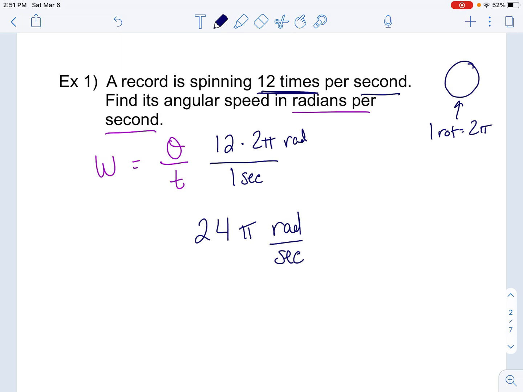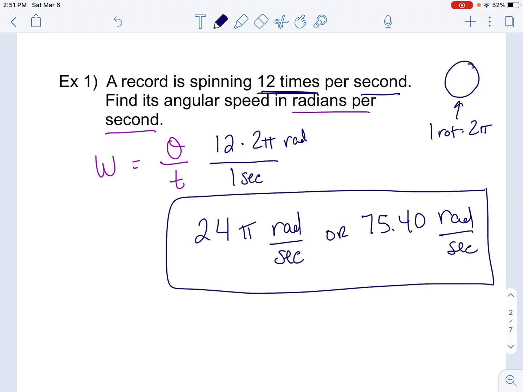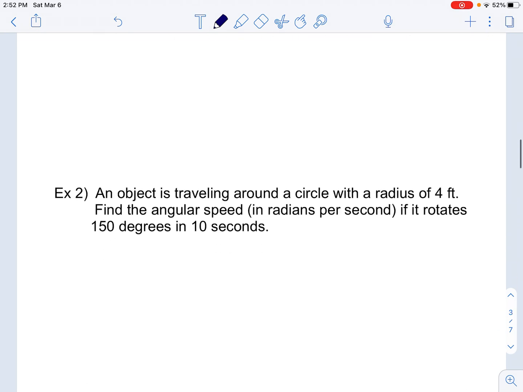Now if I wanted to find a decimal approximation, I would just take 24 and multiply by pi and round it to 2 decimal places. That would give me 75.40 radians per second. Both of those answers are acceptable. The first answer is exact, and the second answer is the approximation. We're just typing 24 times pi into our calculator.